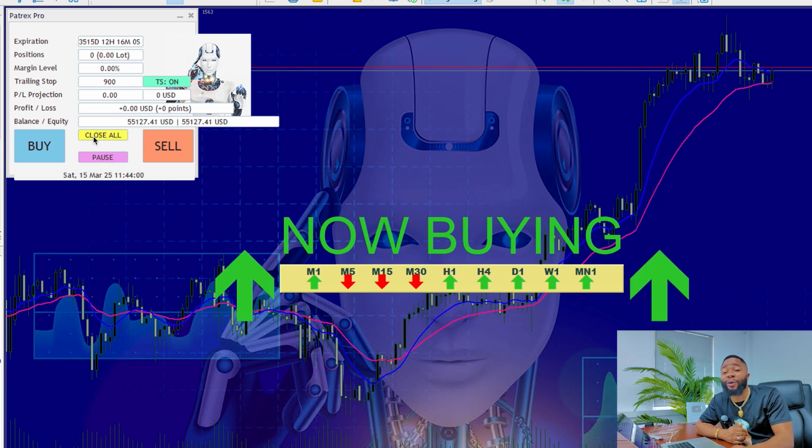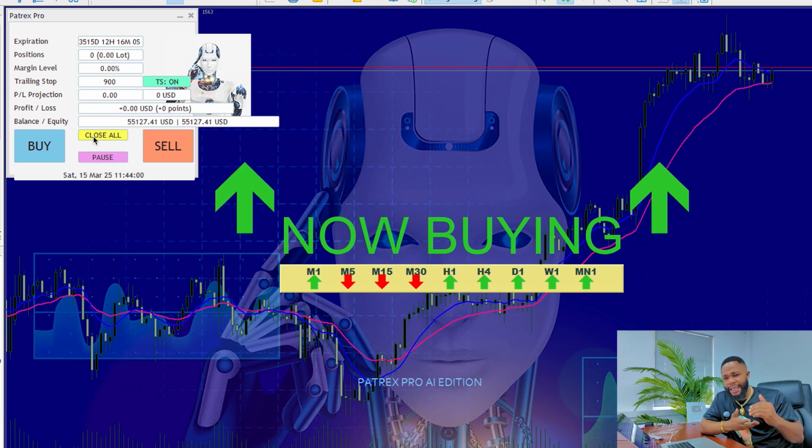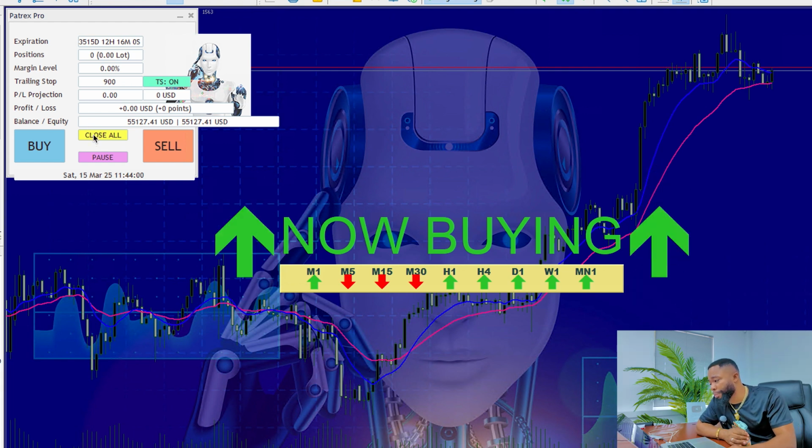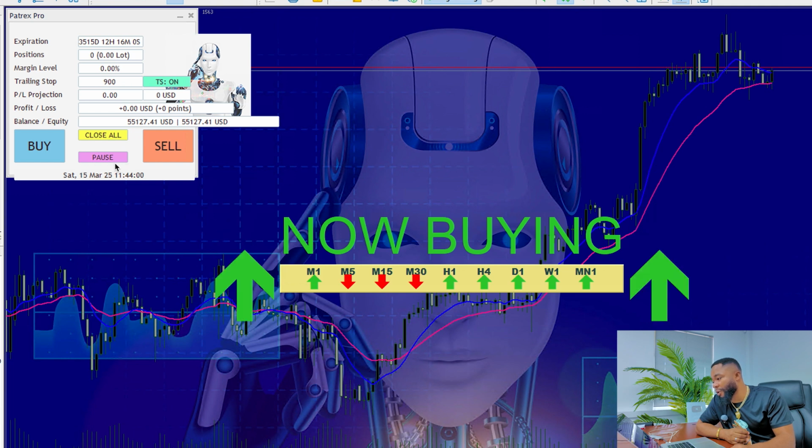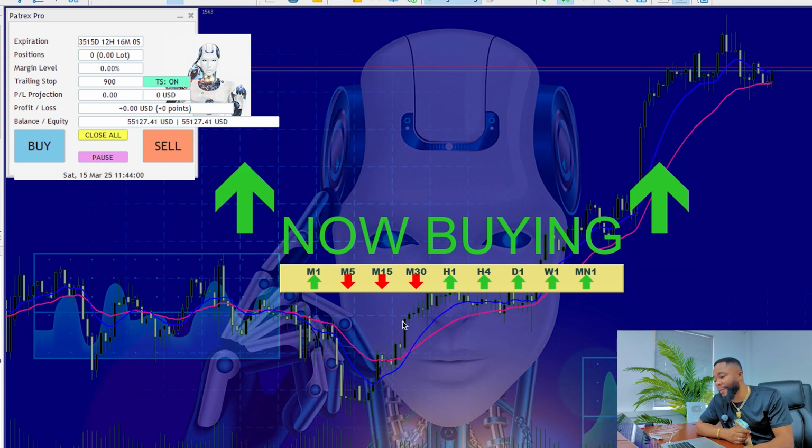You're going to automatically close all your trades. Let's just say you're scalping, or maybe you get to a particular level, you want to just close all trades. Just one button, boom, you're going to automatically close all the trades on your account. Then you can pause trading right there. You can see that's the day right there, Saturday, 15 March 2025, and that's my time right there.